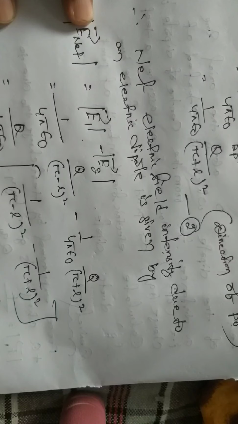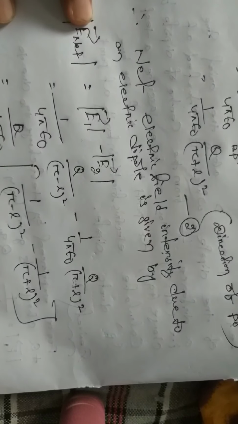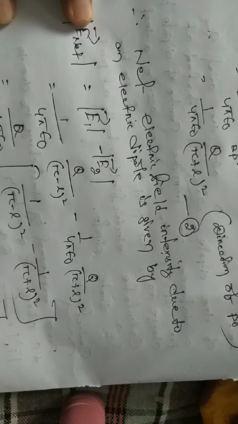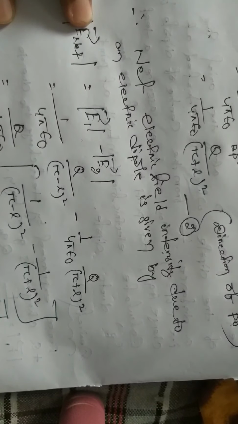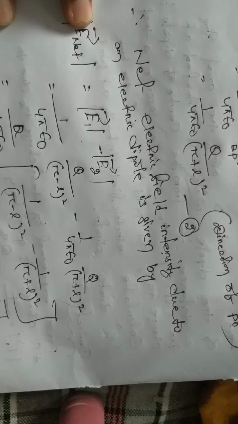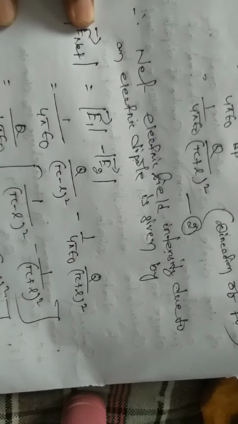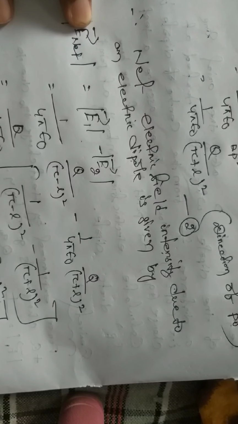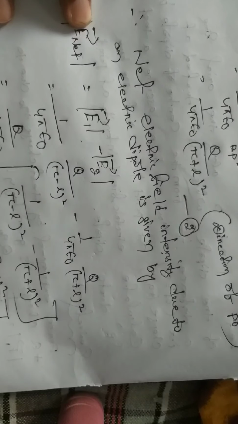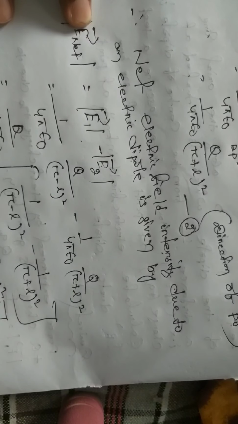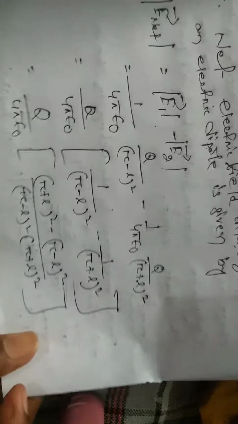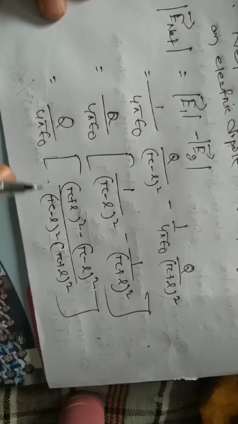That implies Q by 4 pi epsilon naught into, taking LCM, what will happen? In the denominator, (r minus L rho) whole square into (r plus L rho) whole square, but in the numerator, (r plus L rho) whole square minus (r minus L rho) whole square. If you represent (r plus L) square equal to a square and (r minus L) square equal to b square, then a square minus b square means (a minus b) into (a plus b), or (a plus b) into (a minus b). Here we write. Okay, clear?